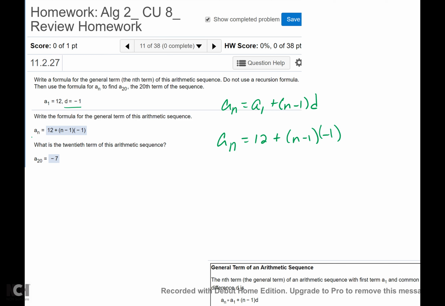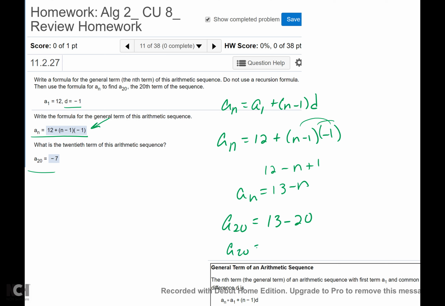And see how they just, in this case, left it, they didn't simplify it. I'm assuming if they wanted you to distribute, you could, and you'd get 12 minus n plus 1, which would be 13 minus n. That would be acceptable, but for whatever reason, they said don't simplify it. And now we're going to use that to find the 20th term. So a sub 20 is going to be 13 minus 20, which is going to be negative 7. Okay?